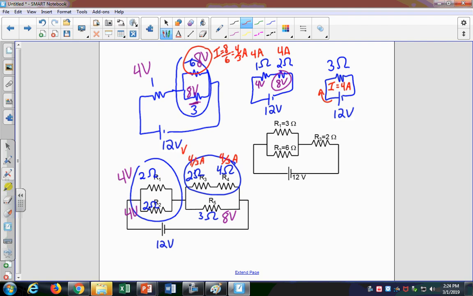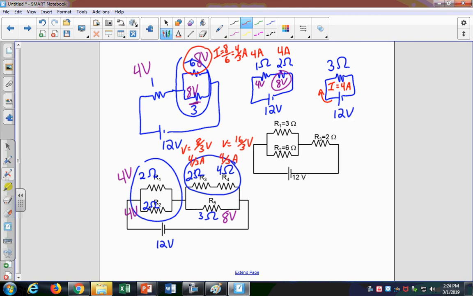So V is equal to IR, that is 8/3 volts. Here, V is equal to IR, that is 16/3 volts. And I add those up, and I get 24/3, that's 8 volts, which is good because it should be 8 volts.